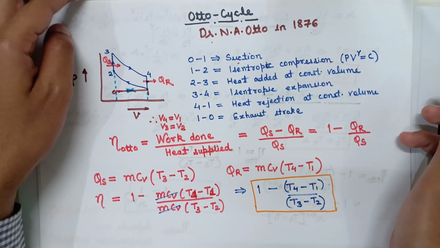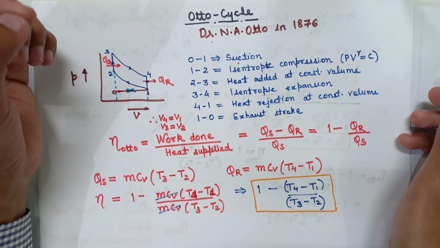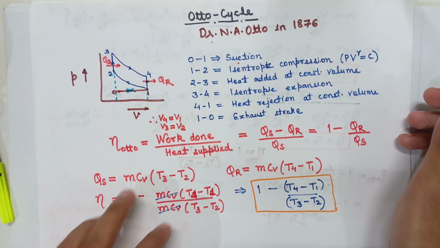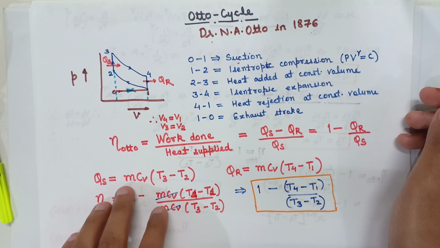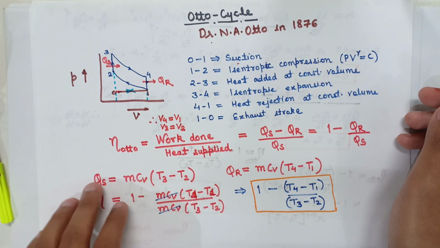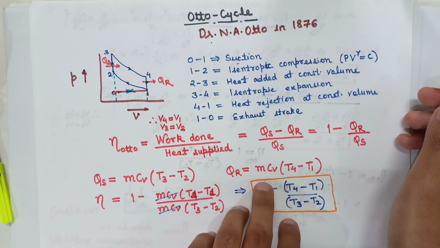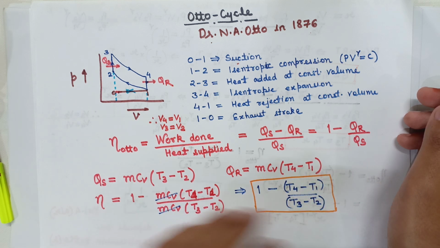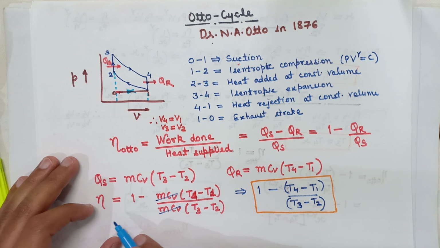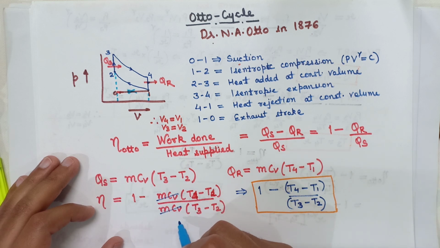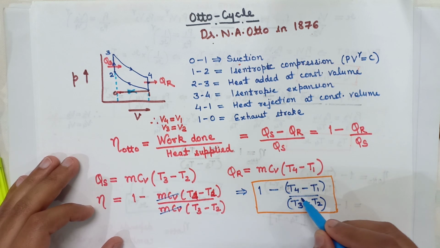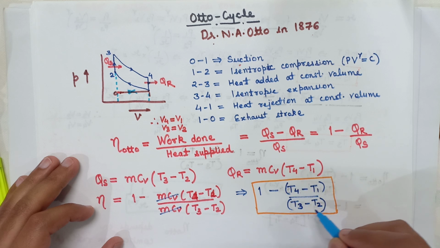और हम सभी ने थर्मोडायनेमिक प्रोसेस में पढ़ा था कि कांस्टेंट वॉल्यूम पर जो हीट का सप्लाई होती है उसका फॉर्मूला होता है mCv delta T, that is change in temperature. So we can write the formula mCv (T3 minus T2) for heat supplied, and for heat rejected mCv (T4 minus T1). Now we will put these values in the thermal efficiency formula. We will get 1 minus mCv (T4 minus T1) upon mCv (T3 minus T2). mCv will cancel out, then we will get 1 minus (T4 minus T1) upon (T3 minus T2).